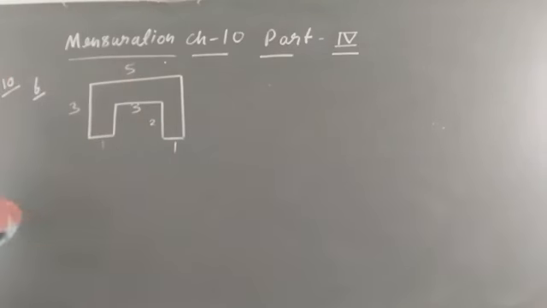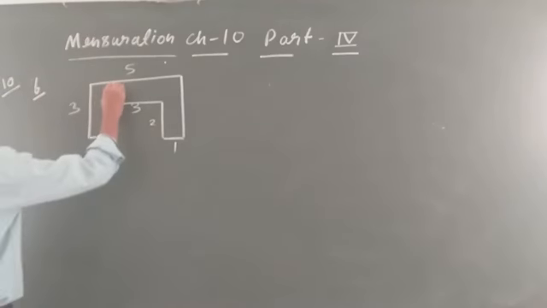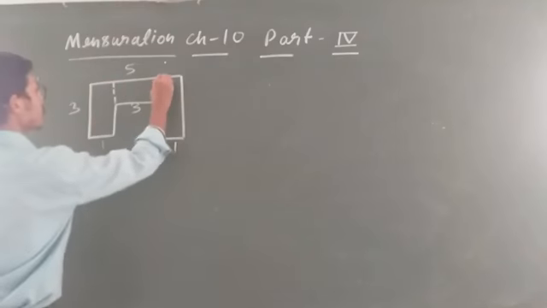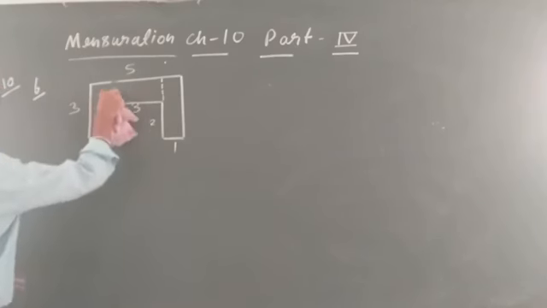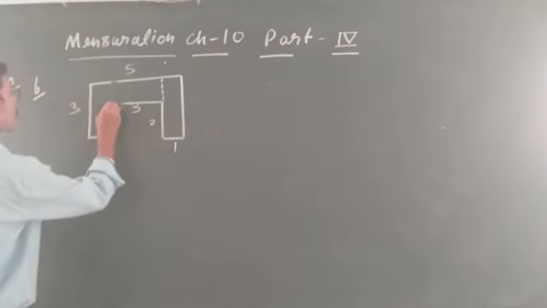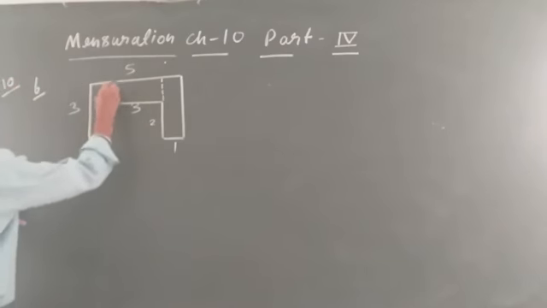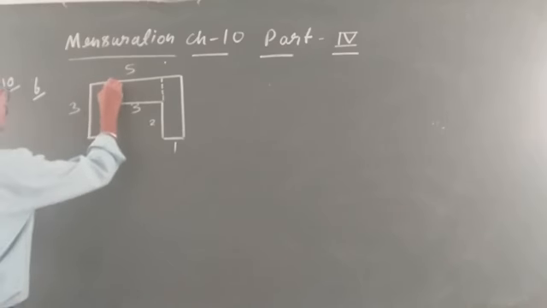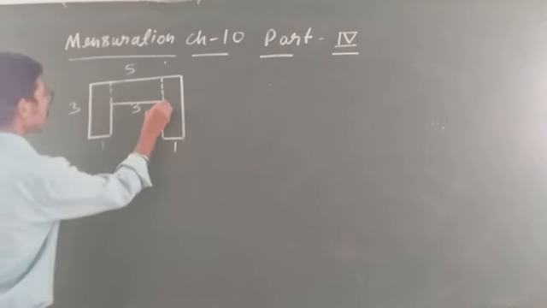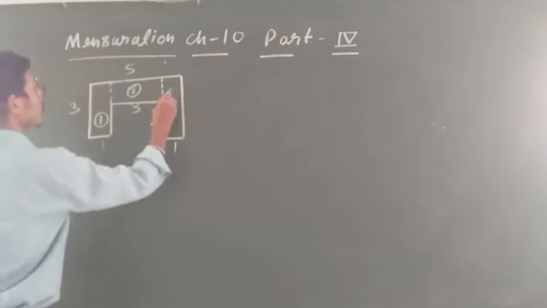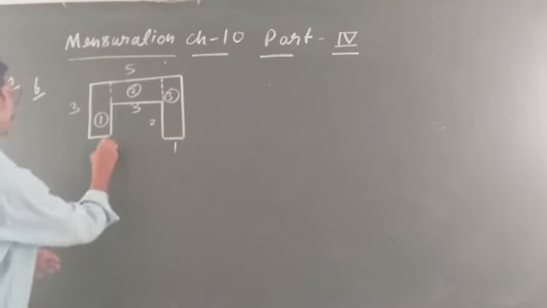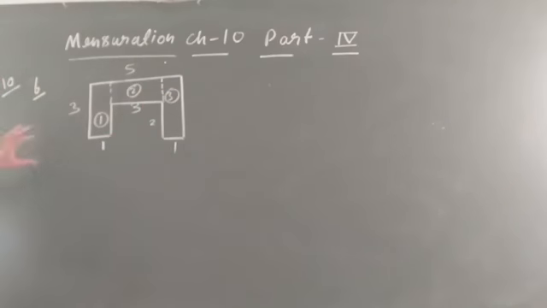Now we have to also find out the area of the total diagram. Clear? So now let us assume this is our first rectangle, this is our second rectangle. This is our rectangle. So suppose this is our first rectangle. Clear? This is our second rectangle. So first rectangle, second rectangle, third rectangle. Clear, student?